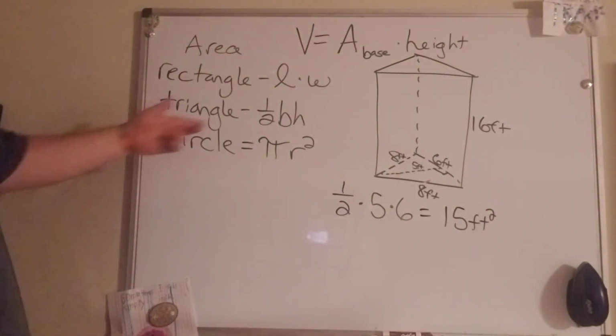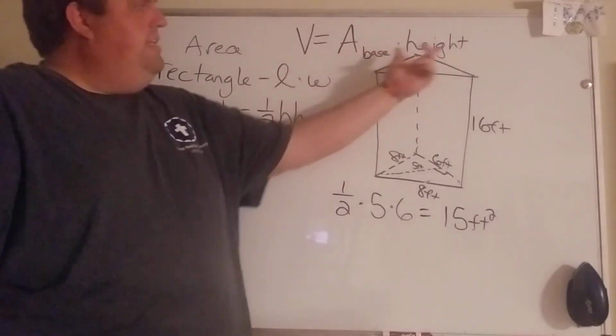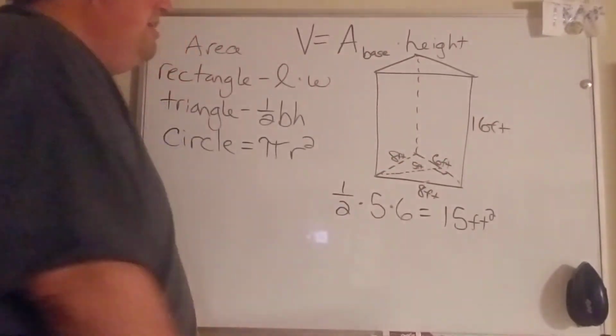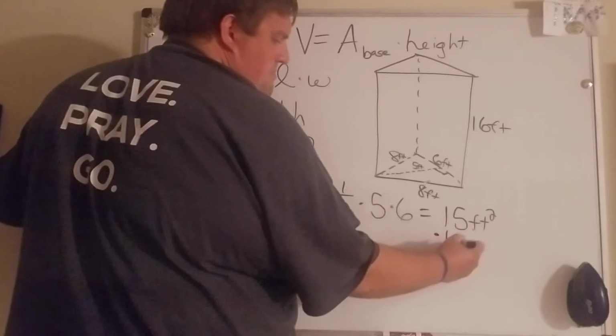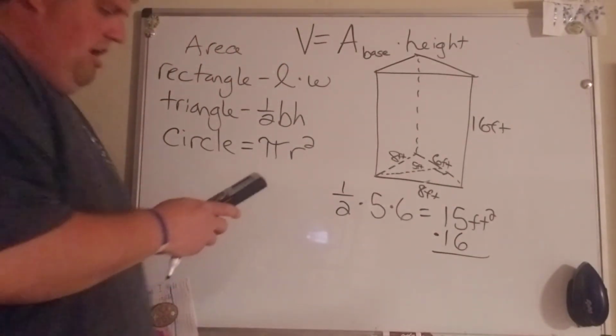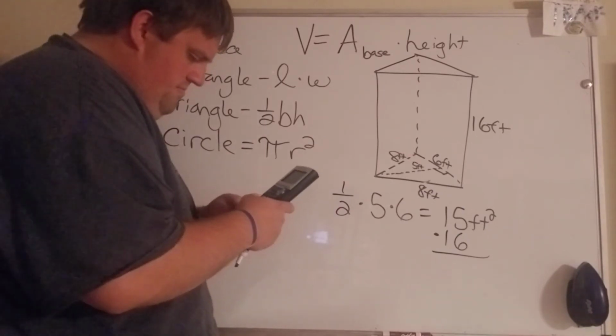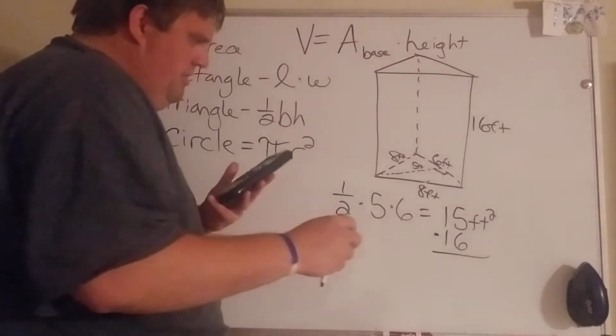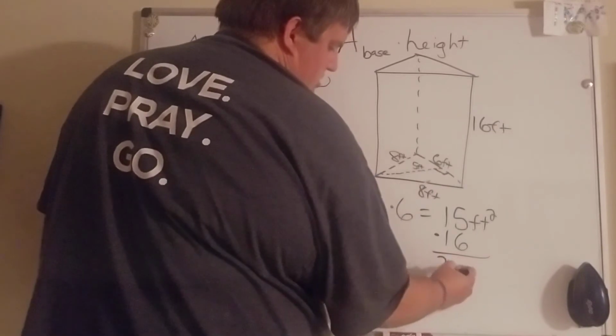And then we're going to take that. So we did area of the base. That's 15. The height is 16. So all we have to do is that times 16. And that is going to give us our volume of 240 feet cubed.